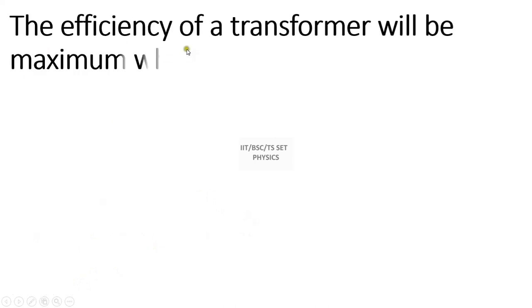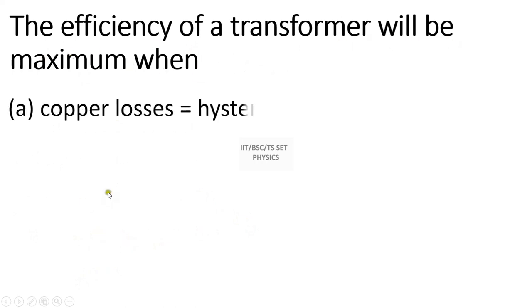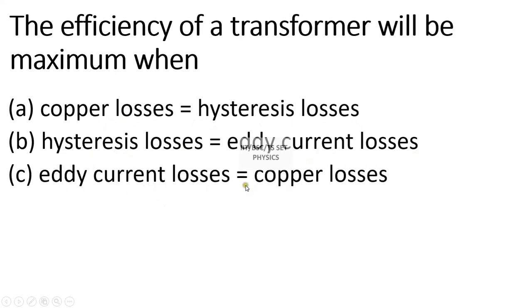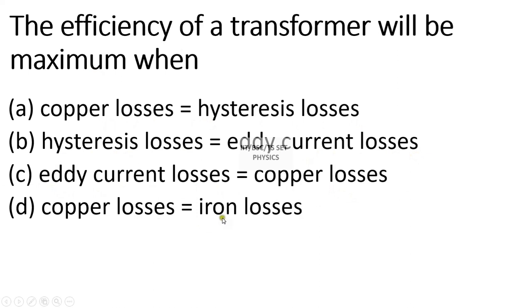The efficiency of a transformer will be maximum when A. Copper losses equal to hysteresis losses, B. Hysteresis losses equal to eddy current losses, C. Eddy current losses equal to copper losses, D. Copper losses equal to iron losses. Answer is D, copper losses equal to iron losses.